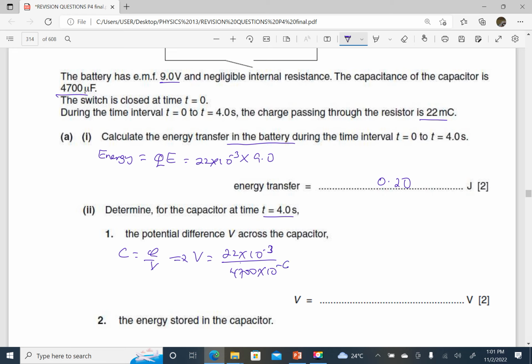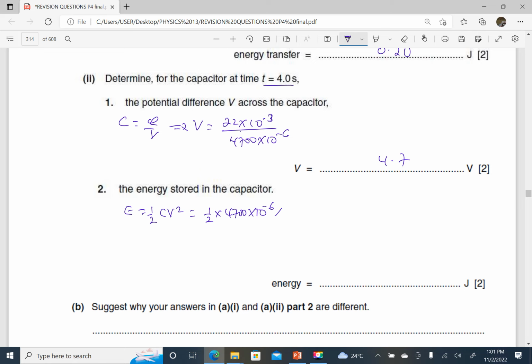The energy stored in the capacitor, the energy is equal to half CV squared. This is going to be equal to a half times capacitance, which is 4700 times 10 power negative 6 times the PD, which is 4.7 squared. Or you could also try to use energy is equal to a half QV. But this is giving me, let me check my calculator.